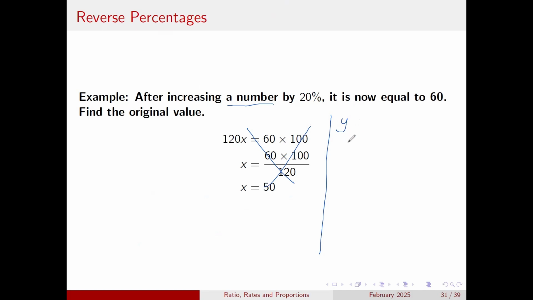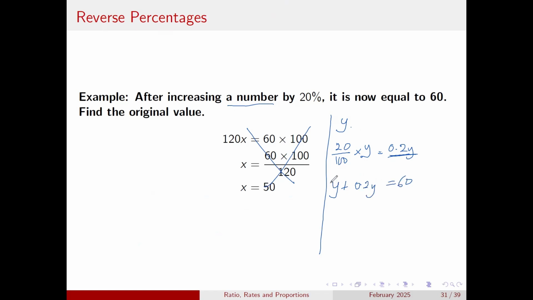To increase a number by a certain percentage, what do we do first? First of all, you find 20% of that number, which is y, and you get some value. In this case, you're going to get 20 divided by 100, which is 0.2, so 0.2y. And the next step is you add the increase to the original value. So the original one plus the amount of increase, which is 0.2y, and I expect that to be equal to 60.